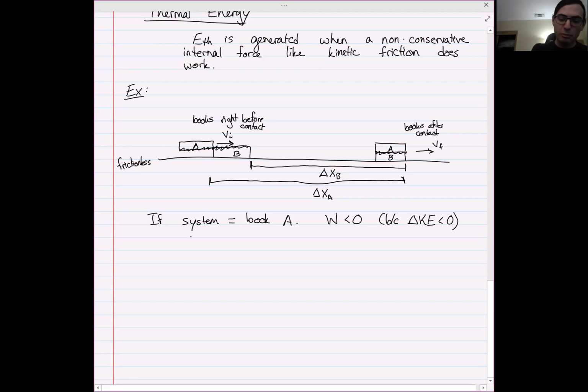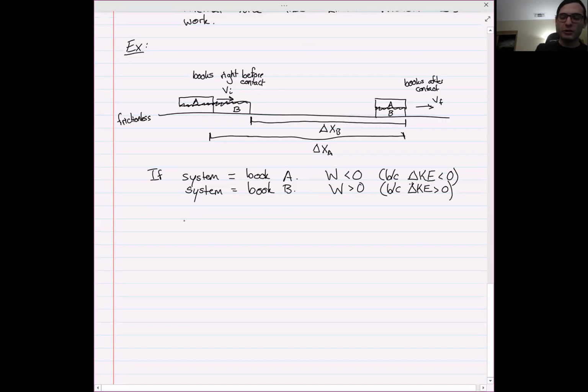If the system is book B, on the other hand, then the work is positive. It starts off at rest, and then in the final condition, it's moving, so its kinetic energy increases. So it has a change in kinetic energy that's positive. So what happens if the system is book A and B?